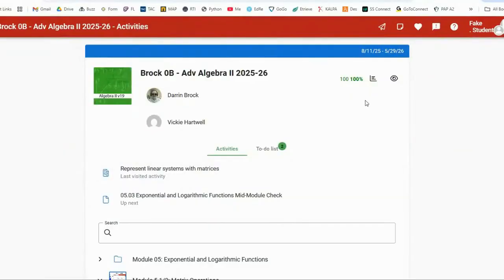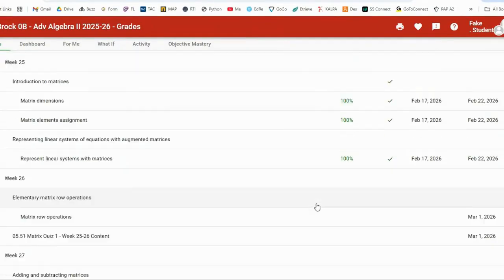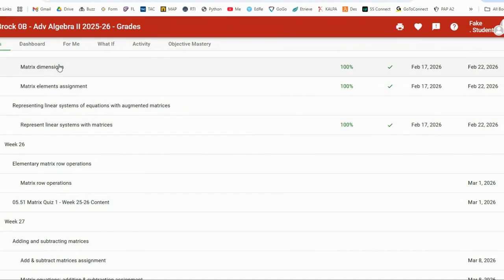All right, in Buzz, going to our grade screen as usual. You should have turned in matrix dimensions, matrix elements, and representing linear systems with matrices. That's what was due last week. This week, we just have two items: matrix row operations and the matrix quiz, which is actually in Buzz. It is not at Khan Academy, so the matrix quiz is in Buzz.